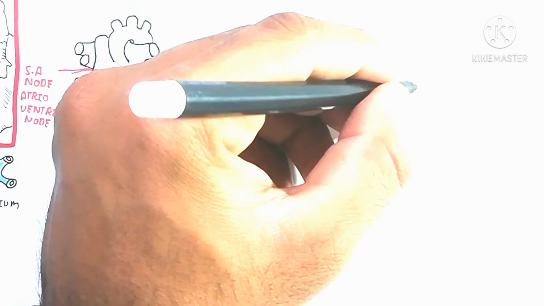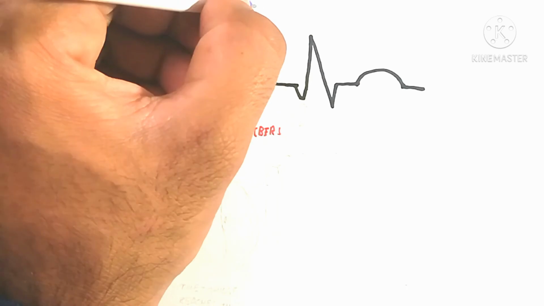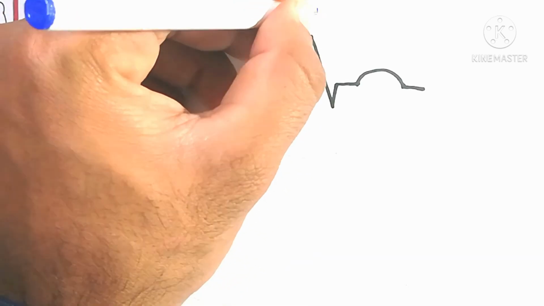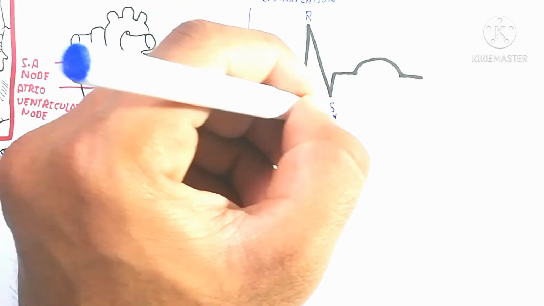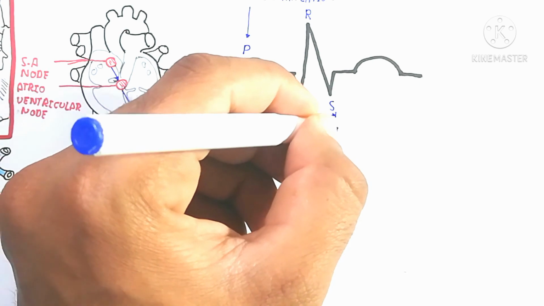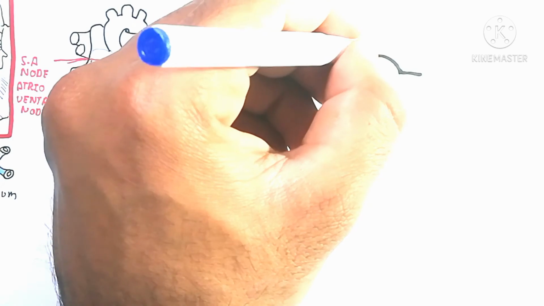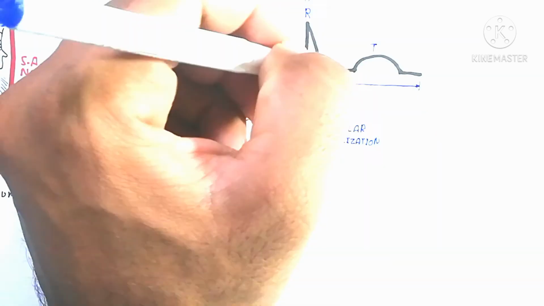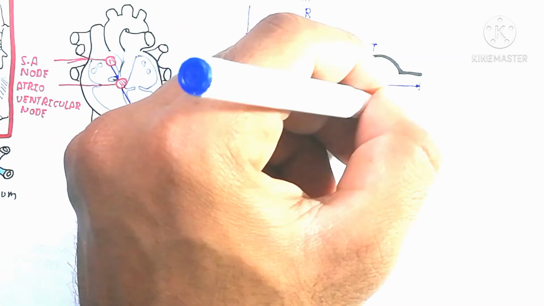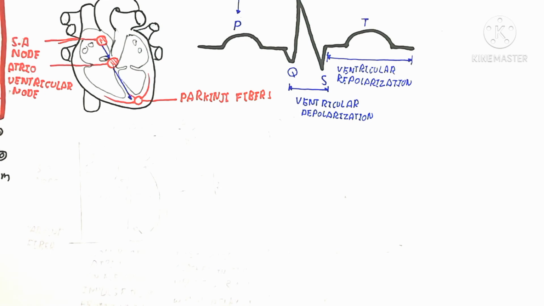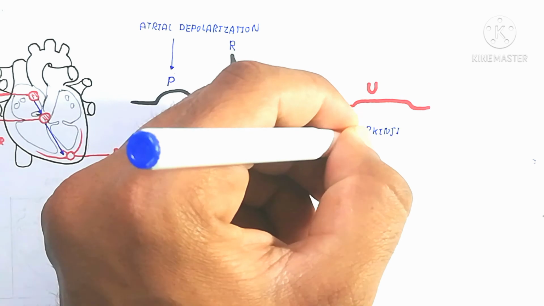So here we will discuss the details of the wave. Here is the P wave, which is the atrial depolarization. Atrial depolarization means the atria contract. Here is the QRS wave, which is the ventricular depolarization. It means the ventricle depolarizes, it means it contracts. The T wave is the ventricular repolarization, and the U wave is sometimes known as the Purkinje repolarization.